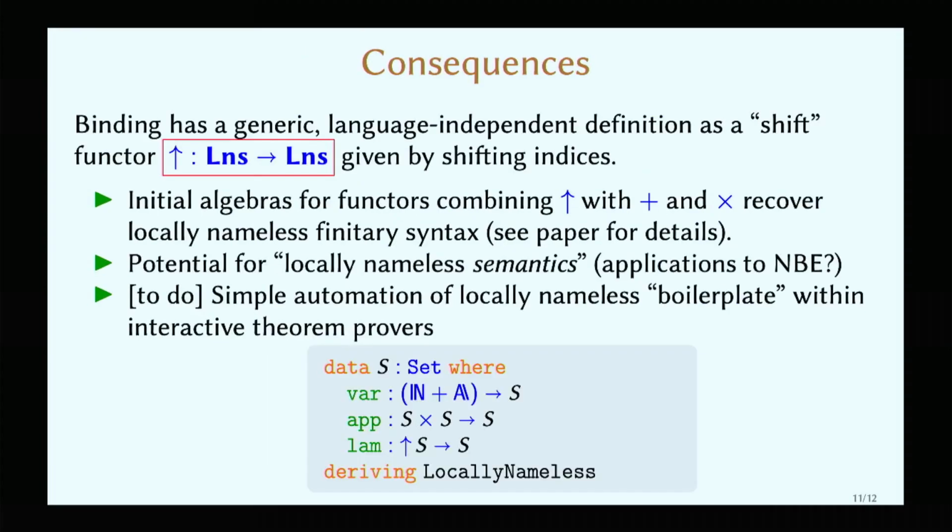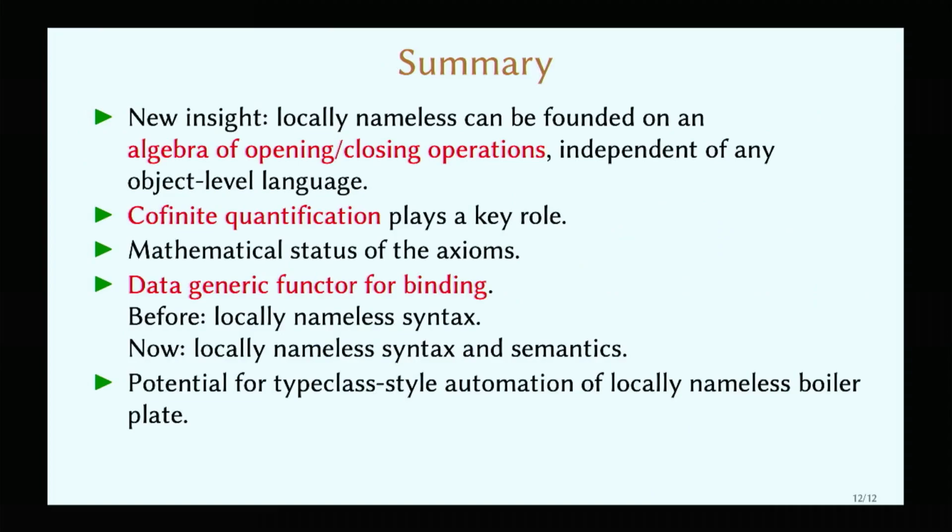Let me go to the conclusions then. We have an algebra of opening and closing operations, so cofinite quantification plays a key role. What I didn't show you is that you can lift binding to a functor on locally nameless sets and use that not necessarily in syntactic situations, but in other ones. So you get locally nameless semantics as well as syntax. And there's potential, I think, for doing some automation in a type class style for getting rid of boilerplate. But I've run out of time, so I'll shut up.